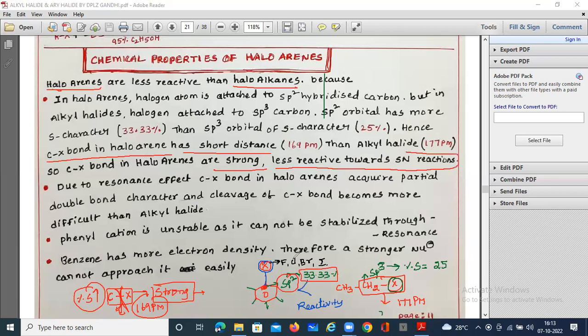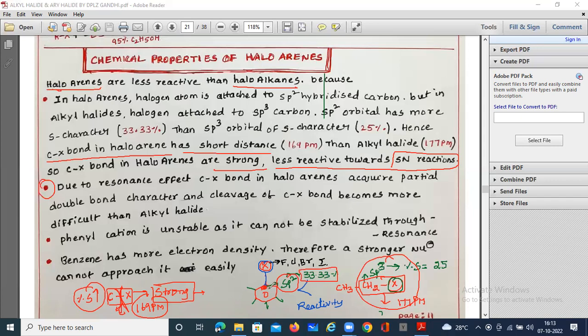Nucleophilic substitution reaction. So which one is highly reactive towards nucleophilic substitution reactions? Haloalkanes are highly reactive towards SN reactions compared to haloarenes. That is the main important point. Okay, and let us come to the next point.